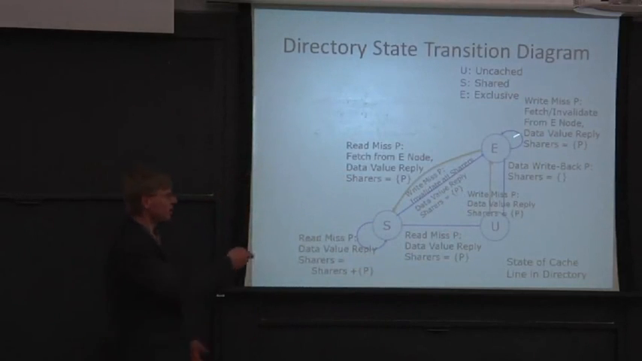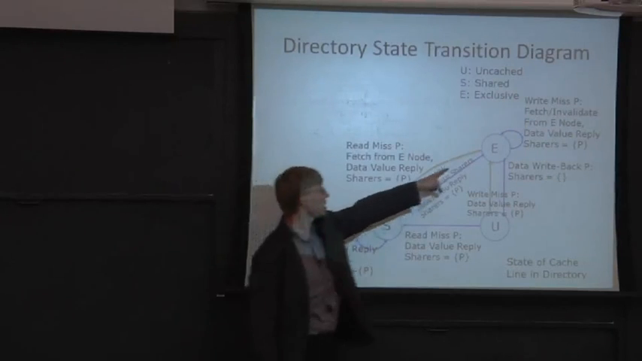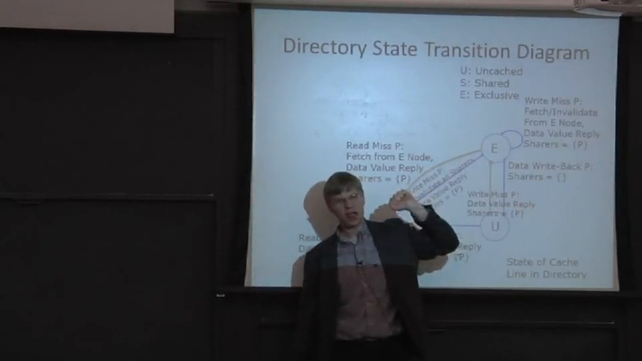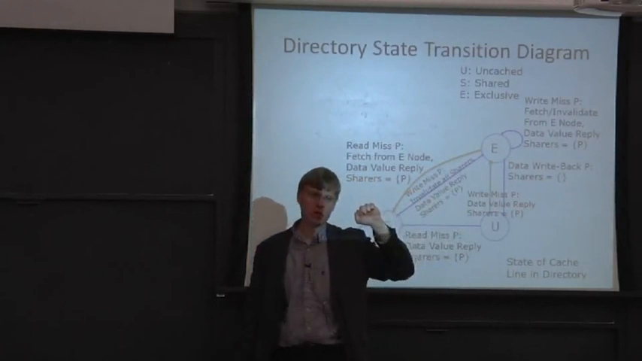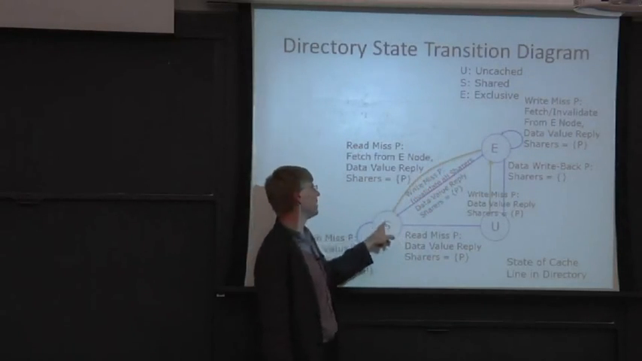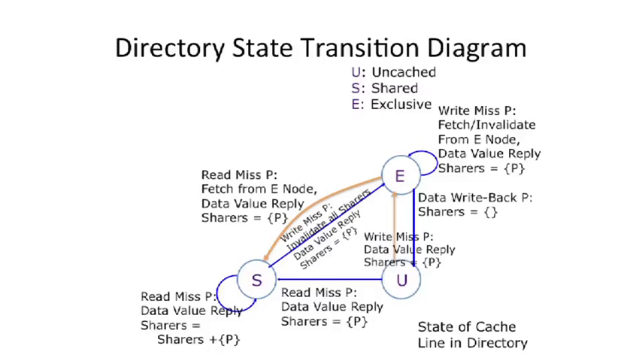OK, last arc here is from E to S, this orange arc. And that happens if we have a particular line as writable in one cache and another cache wants to go read it now. We'll send a read miss. The other cache is going to downgrade from E to S, or excuse me, from M to S in its local cache. But the directory is going to transition from E to S here.